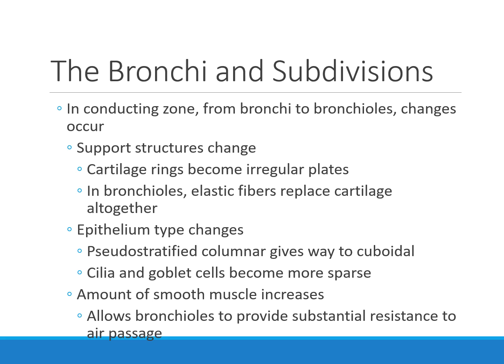But in the conducting zone, it goes from pseudostratified columnar to cuboidal. The cilia and the goblet cells become less numerous the further down we go. And the amount of smooth muscle increases. This allows the bronchioles to provide resistance. We talked about resistance with blood vessels, and when we change the diameter, we change the resistance. And the same idea is going to be happening with the bronchioles.